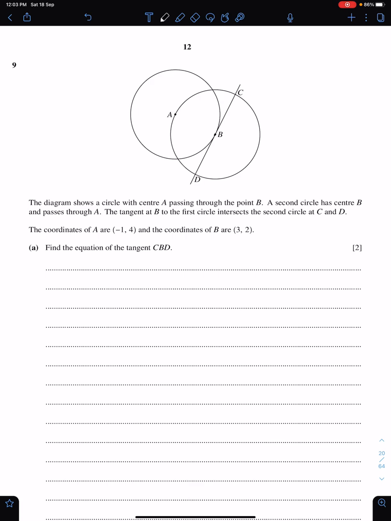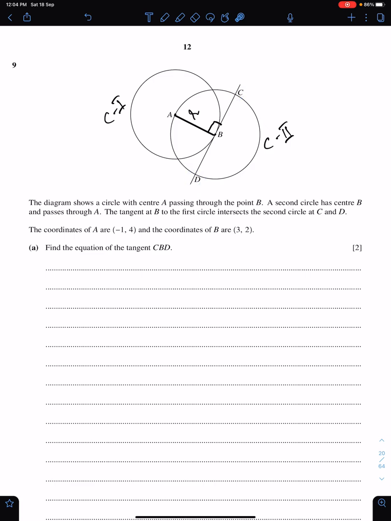So this is circle 1 with center at A, and this is circle 2 with center at B. And this is the radius of circle 1 and circle 2. And this is the tangent to circle A at this point. The tangent at B to the first circle intersects the second circle at C and D.